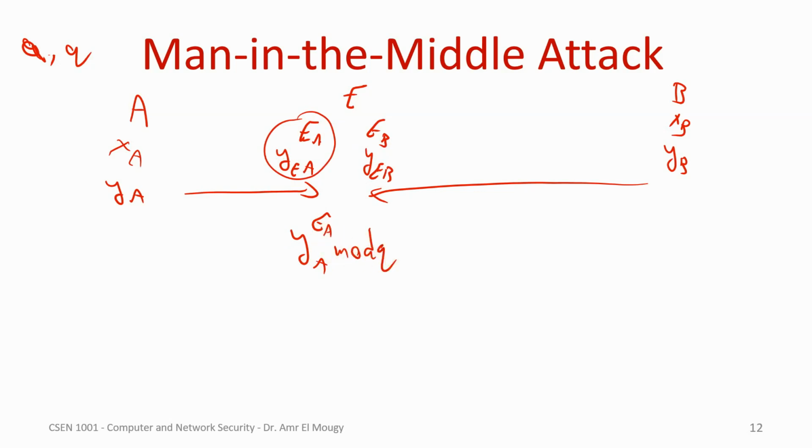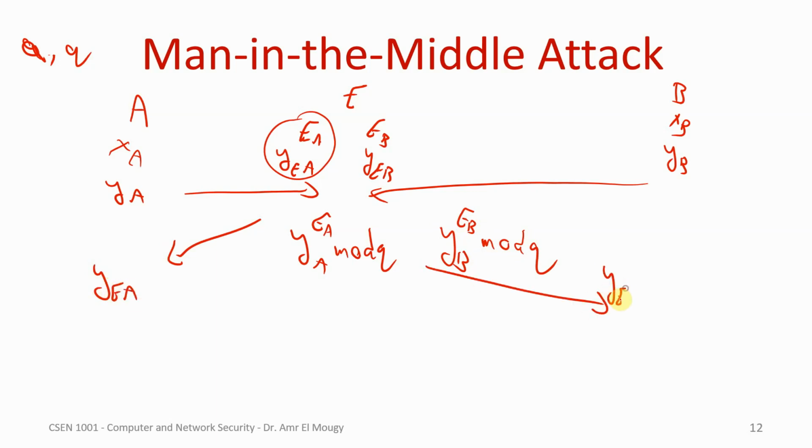And when it receives YB, it will use YB to raise it to the power of the private key that it has chosen for the exchange with Bob. The result is that it will send its public key YEA to Alice, and it will send the public key YEB to Bob. And so Alice will think that this public key came from Bob, and Bob will think that this public key came from Alice, whereas they actually came from the attacker.